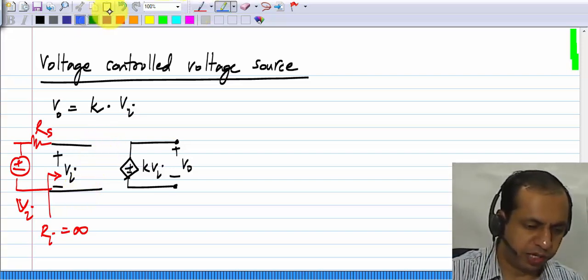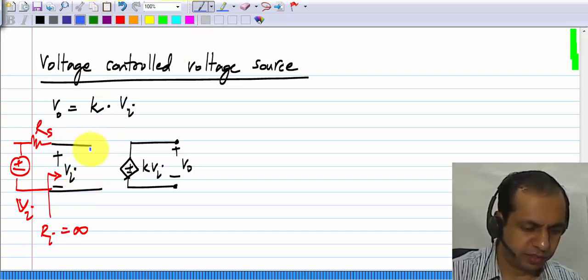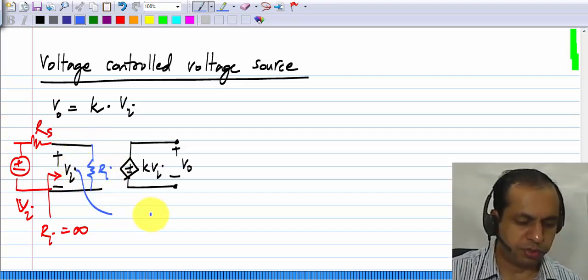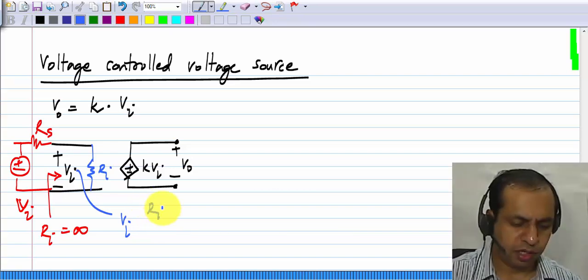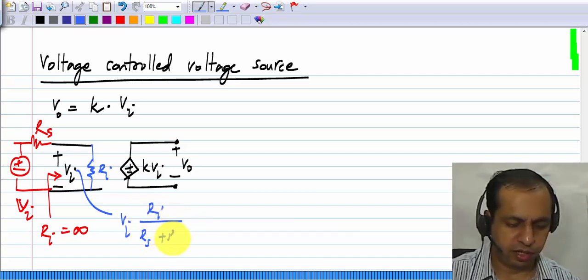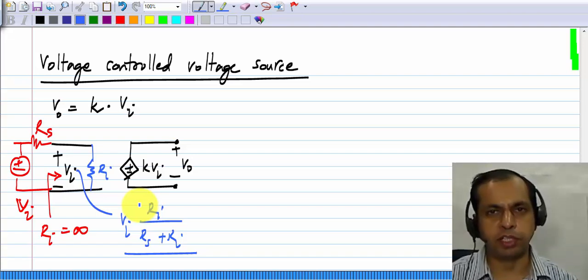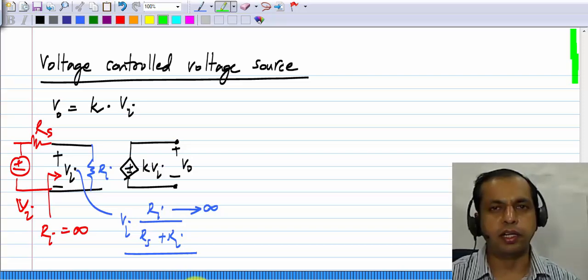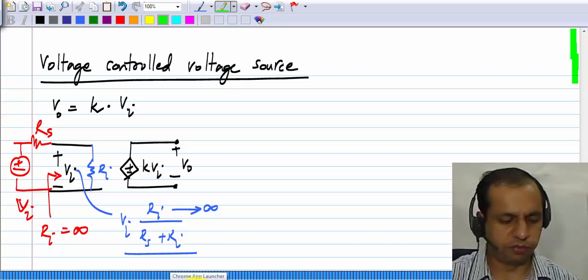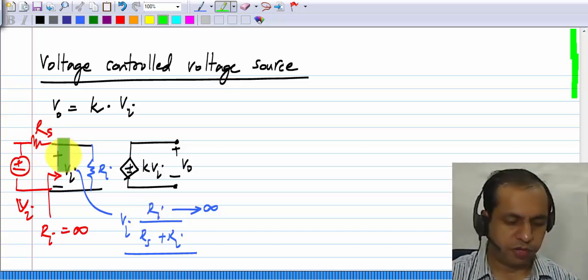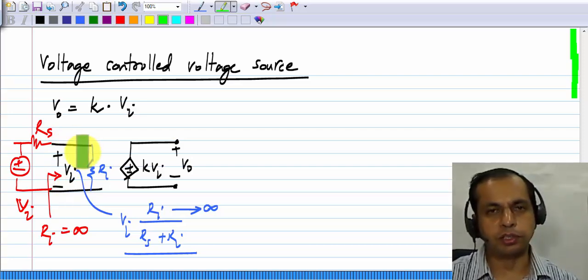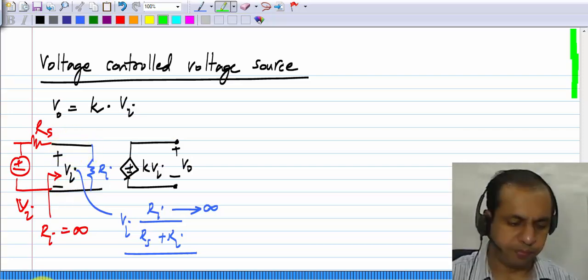For instance, if you had a resistance here, Ri, then this voltage would not be Vi, but it would be Vi times Ri by Rs plus Ri. And if Ri is very small, the fraction of Vi that appears there could be very small also. Okay, Ri should ideally be infinity. In reality, it should be very, very large. Okay, so that for a range of values of Rs, the fraction of the input voltage that appears here is very close to 1. Okay.